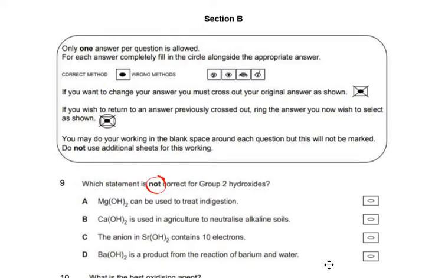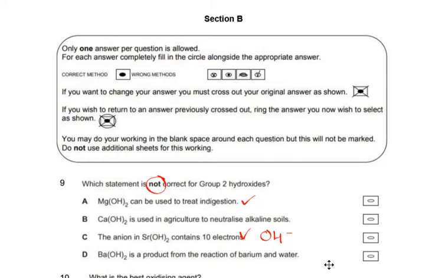Magnesium hydroxide is milk of magnesia, so that one is true. It is used for treating indigestion. The anion in strontium hydroxide is the OH minus ion. There are 8 electrons in oxygen, 1 in hydrogen, and an extra electron, so there are 10 electrons. That's true.